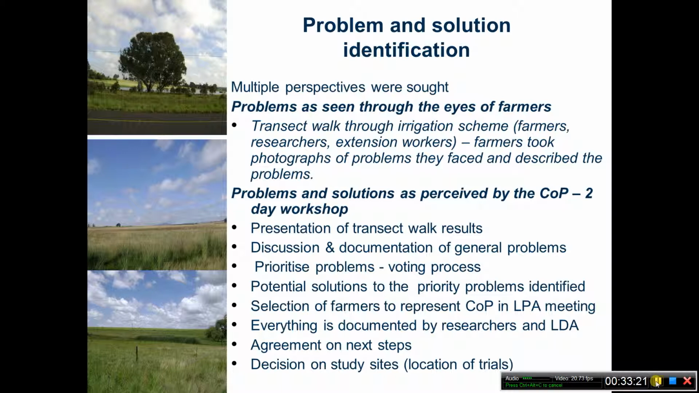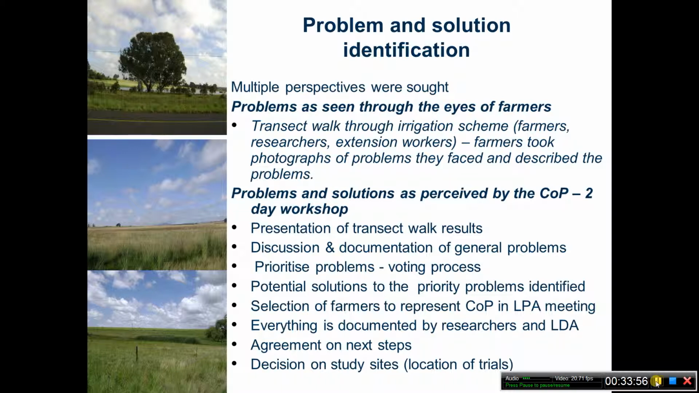Following that, a community of practice workshop was held, a 2-day meeting. In that meeting, there was presentation of results of the transect walk. And then there was also discussion and documentation of general problems, because the discussion on general problems was meant to capture general problems faced by different farmers, because not all farmers went on the transect walk.